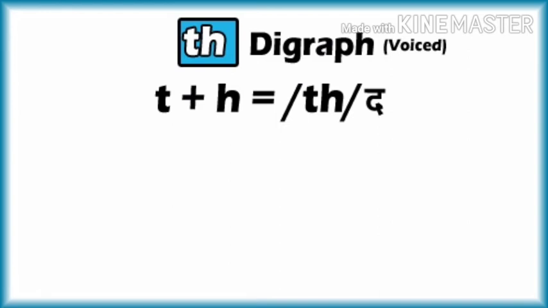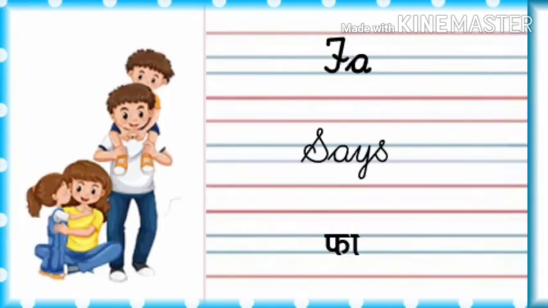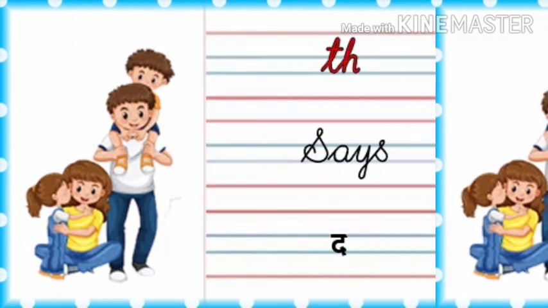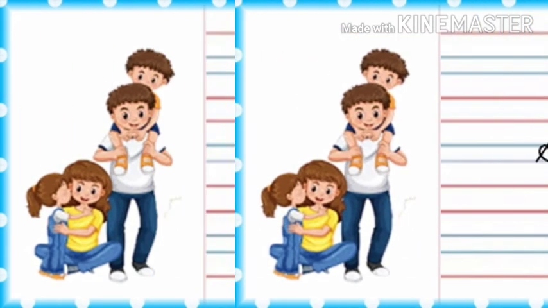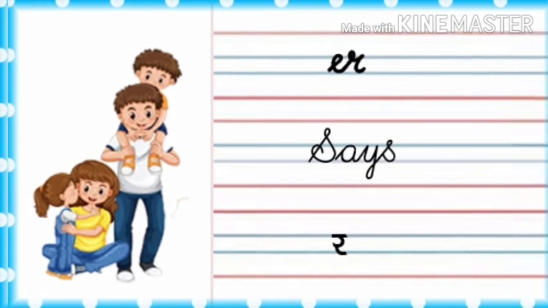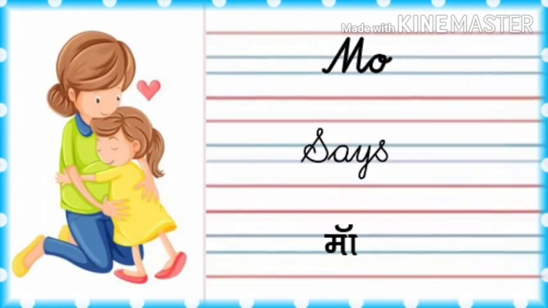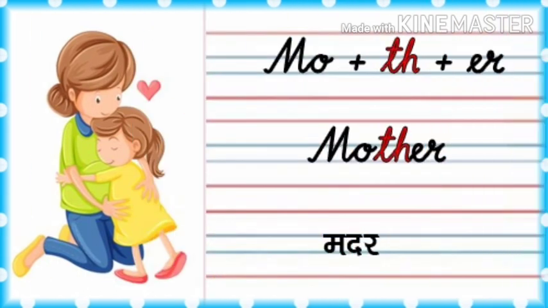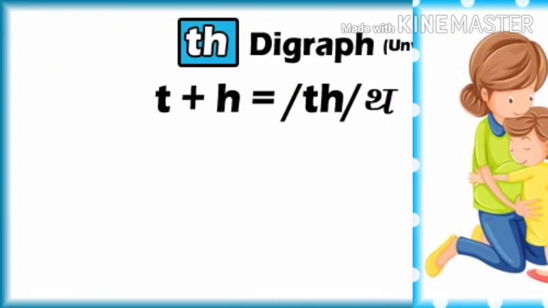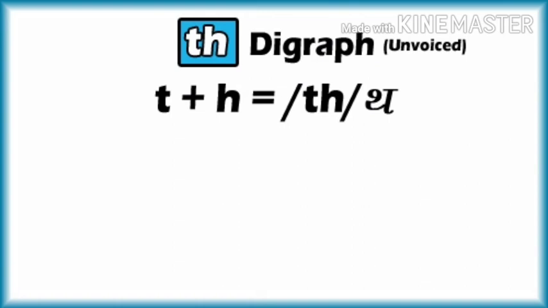Digraph th has two sounds. The voiced sound of digraph th is th, like in father. F-A, fa. Th. E-R. Father. M-O, mo. Th. E-R. Mother. The unvoiced sound of digraph th is th.